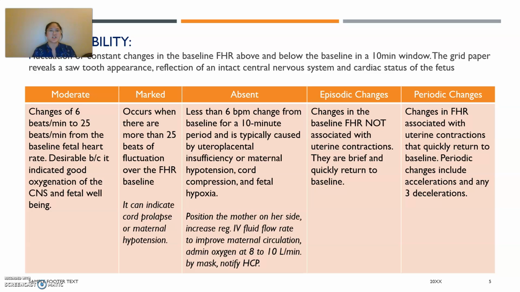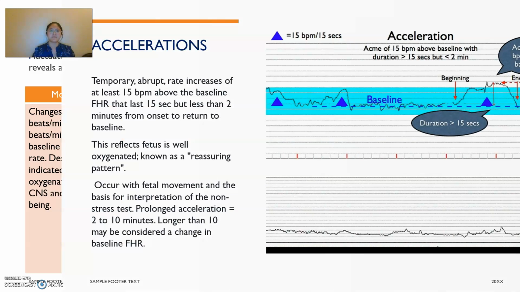Episodic changes are changes in the baseline fetal heart rate that are not associated with uterine contraction. They are brief and quickly return to the baseline. The periodic changes are associated with uterine contraction and quickly return to the baseline. They include acceleration and the three decelerations.